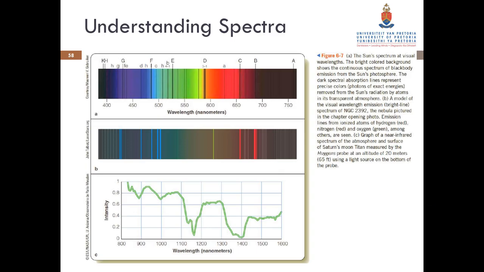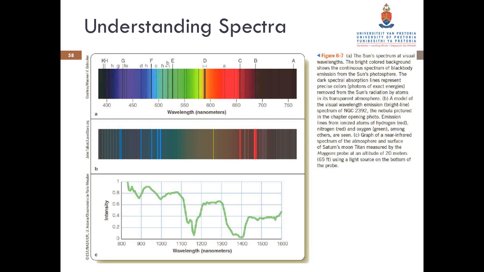So in image A, the sun spectrum at visual wavelengths. The bright colored background shows the continuous spectrum of blackbody emissions from the sun's photosphere. The dark spectral absorption lines represent precise colors, photons and energies removed from the sun's radiation by atoms in its transparent atmosphere. And then B, a model of the visual wavelength emissions, so the bright line spectrum of NGC 2329, the nebula pictured in this chapter opening photo, with emission lines from ionized atoms: hydrogen, that's red, nitrogen, which is red, and oxygen is green, amongst others.